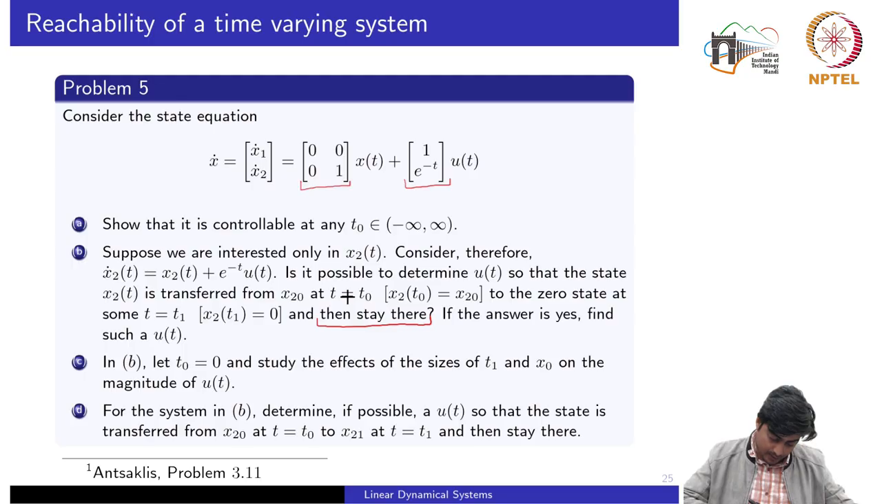Part D: for the system in B, that is considering only the second state equation, determine if possible a u(t) so that the state is transferred from x2(t0) to x21 and then stays there. This is a more generic formula, because in part B we need to ensure that x2 at t1 reaches the origin, but in part D x2 of t1 could be anything. It could be 0 also. So whatever results we obtain in part D would also be applicable to part B directly.